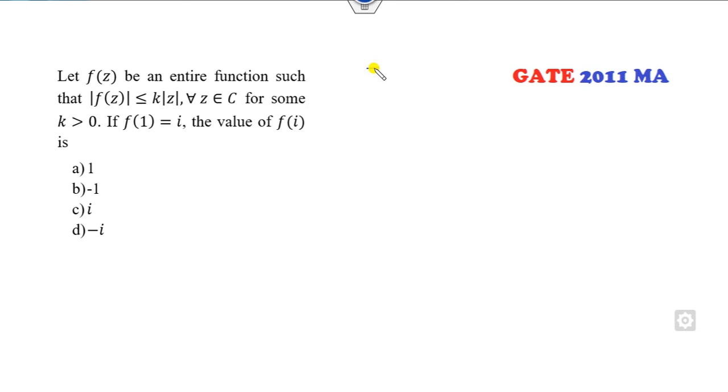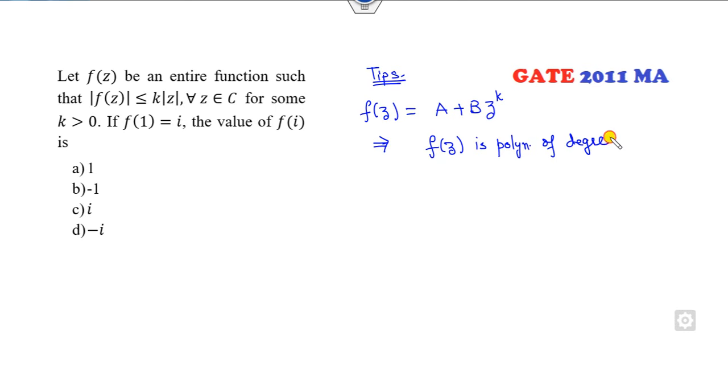Okay. Now look at one more tip. Whenever you have a function of this nature, a plus b, z of k, I can simply take z of k. Whenever the function is of the form here, then f of z, whatever the k, is a polynomial of degree the greatest integer of this k.